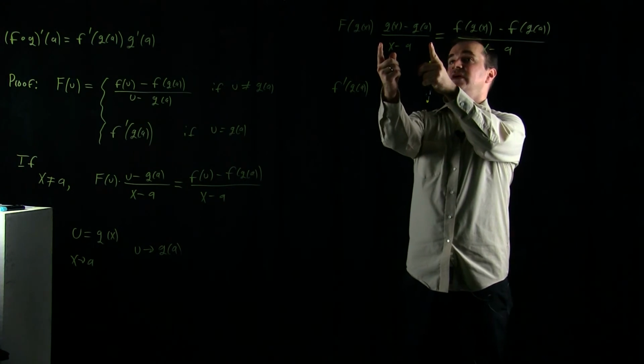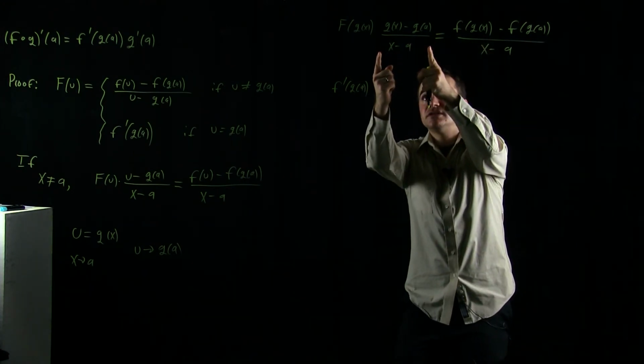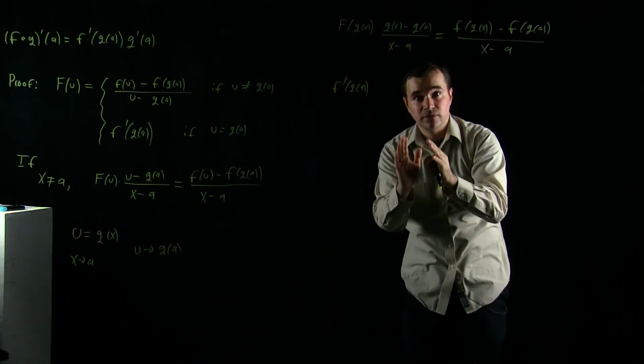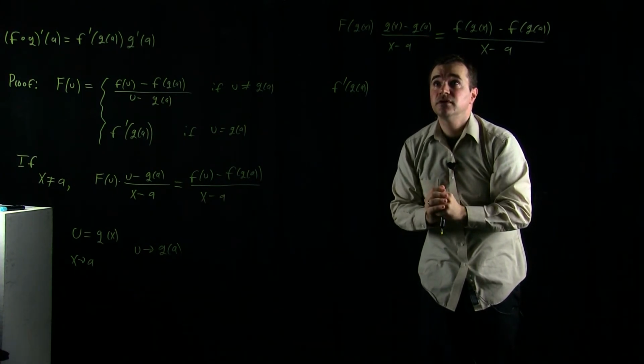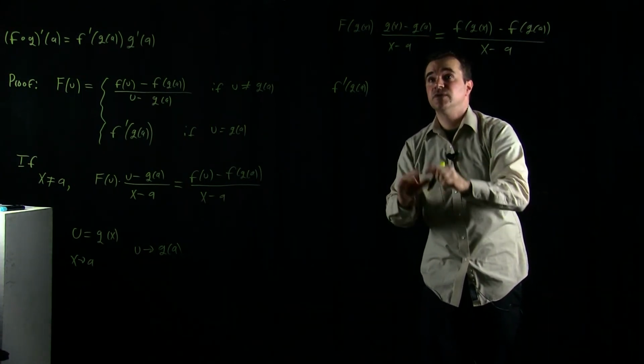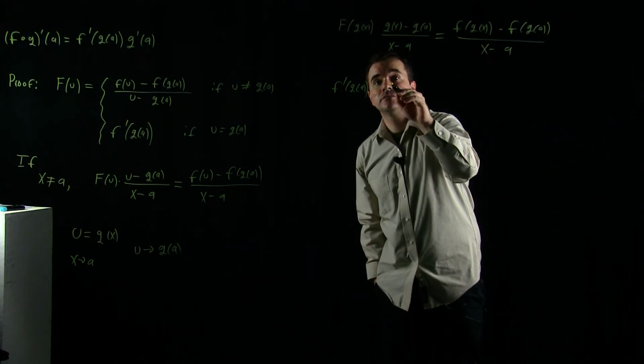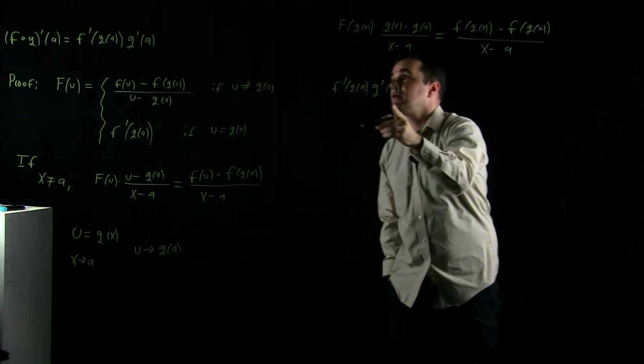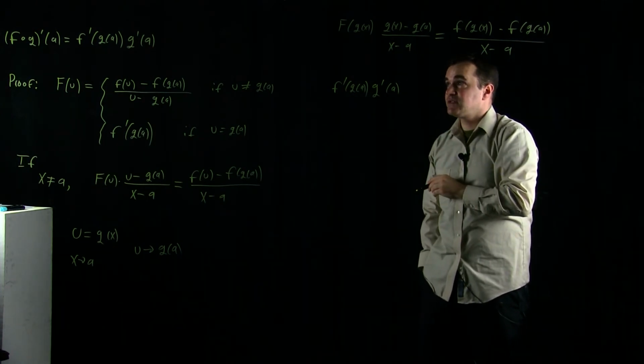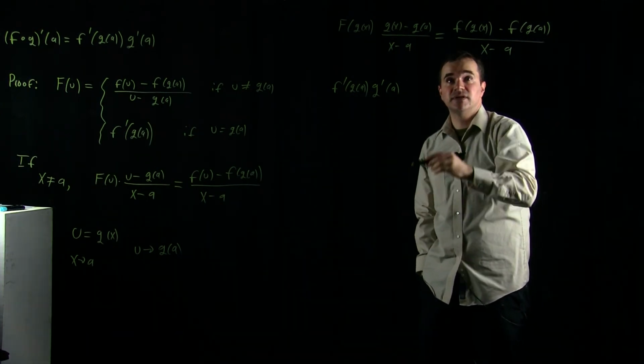Now when I take the limit as x goes to a of this, this is the difference quotient for the derivative of g at the point a. So when I take the limit as x goes to a, that's the very definition of g prime of a. And look at that, I've already got the right-hand side there of the chain rule. It's kind of nice.